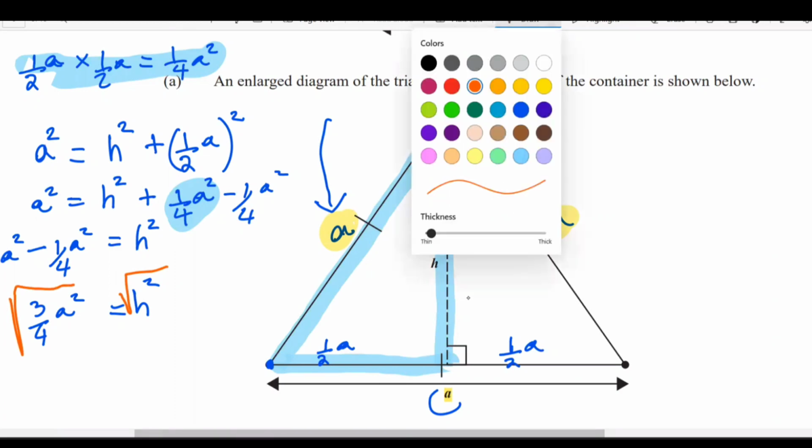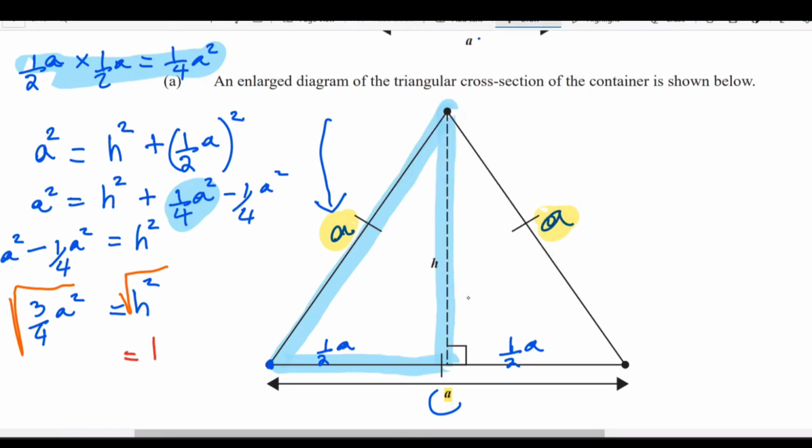And this is what is going to happen. When you take the square root of the h square, you're left with h, fine. But the square root of 3 is just the square root of 3. If you take the square root of a square, you're going to be left with a. And the square root of 4 is 2. So basically, what we really have here is root 3/2a. All right? So that is h.